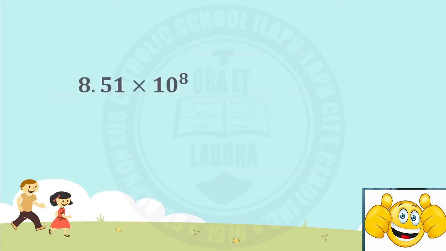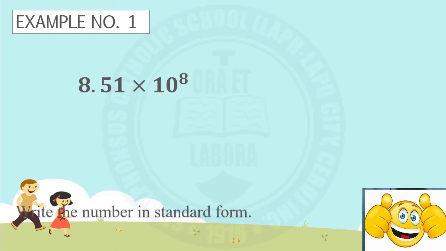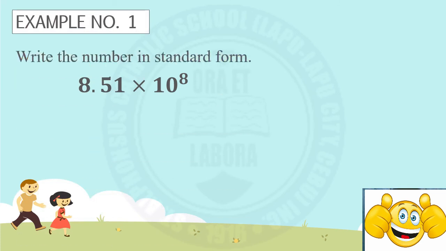Example, 8.51 times 10 raised to 8. Our exponent is positive 8, so the decimal point will go to the right. Write the number in standard form. From the given 8.51 times 10 raised to 8, that is in scientific notation, we will change that to standard form. Let's go.